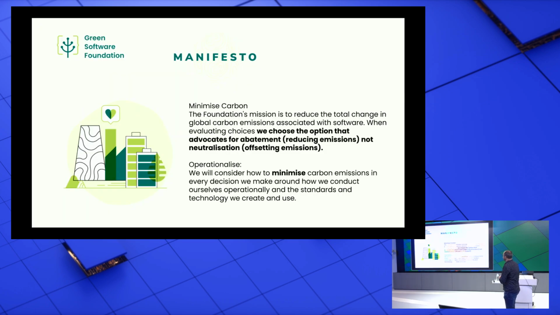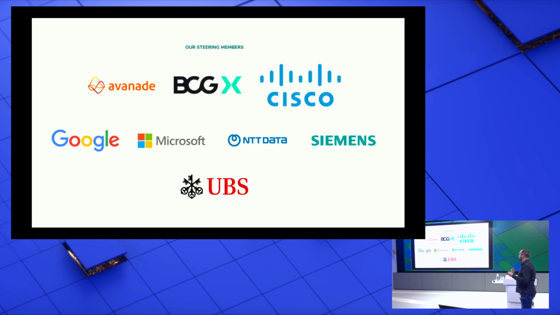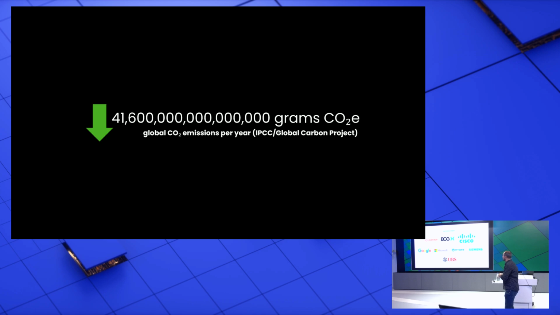And then from that perspective, one of the manifestos of the Green Software Foundation, and they're really serious about this aspect, is they always try to choose the option that advocates for abatement. I never heard about that word before that, but abatement means reducing emissions, not neutralization or offsetting emissions. So really try to lower the amount of energy use and emissions. And yeah, I really like that there's not only the Green Software Foundation, there are really members who have been looking into this and taking this seriously.